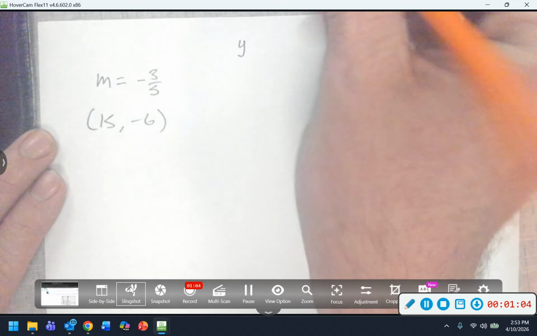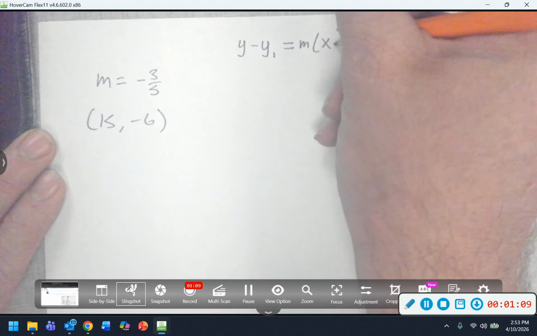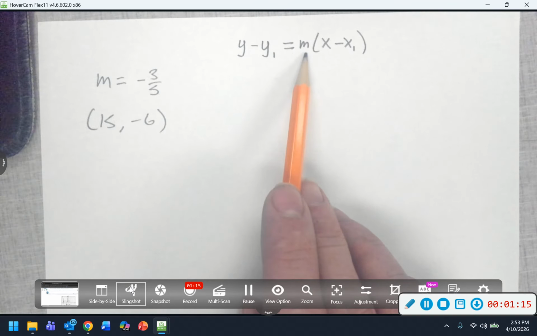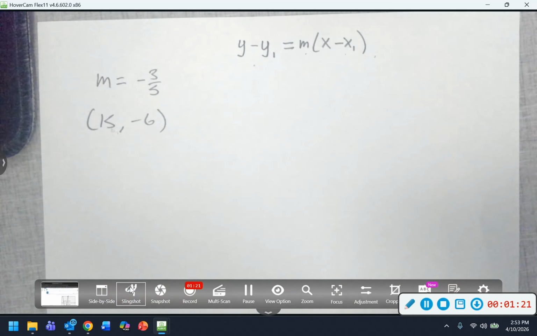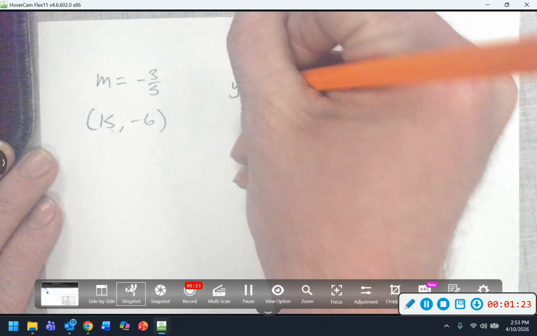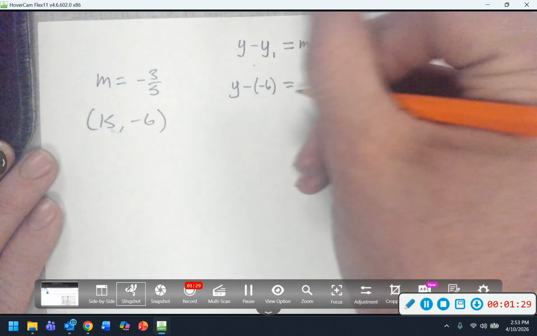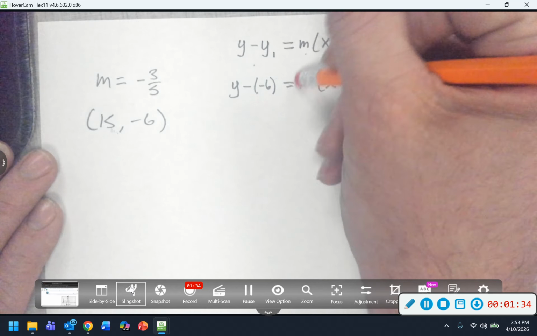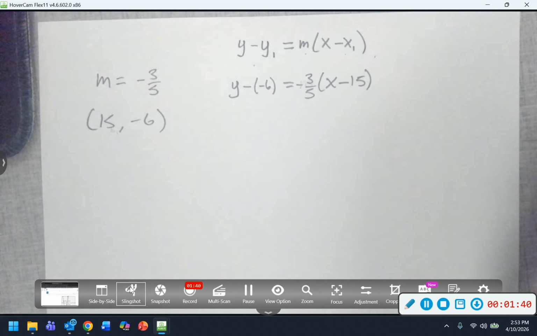On your formula chart, you'll be able to reference it and see that this is the point slope form of a line equation. And the different pieces of it are m, the slope, and then x1 and y1, which represent the point we have here. So I'm just going to carefully plug everything in. Y minus -6. Be really careful when you're subtracting a negative. And then x minus 15. I should have plugged in my slope as well, so I'm going to erase that and plug that in. -3/5. And then from here, all we have to do is simplify it.